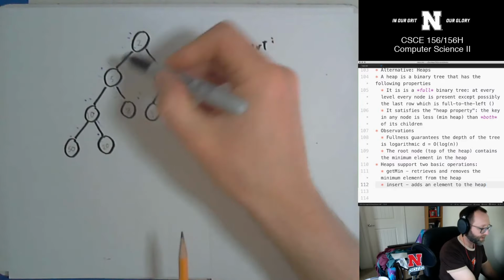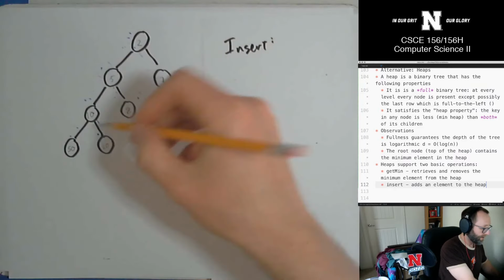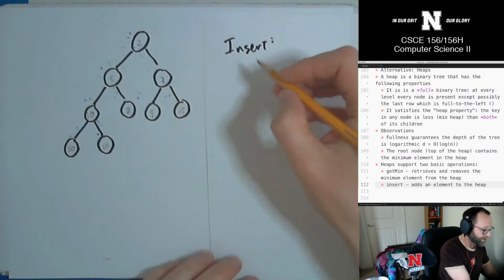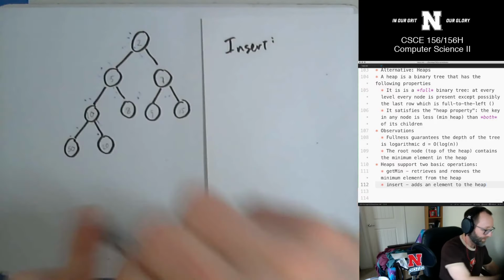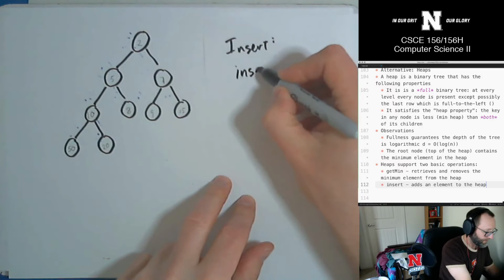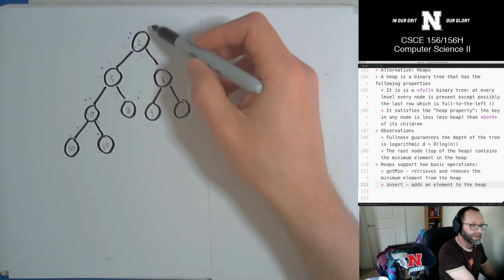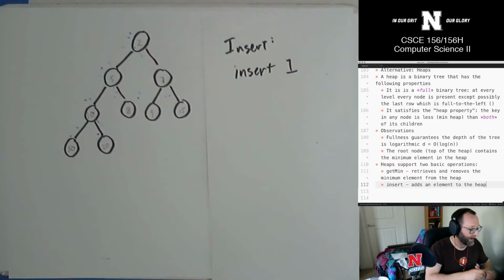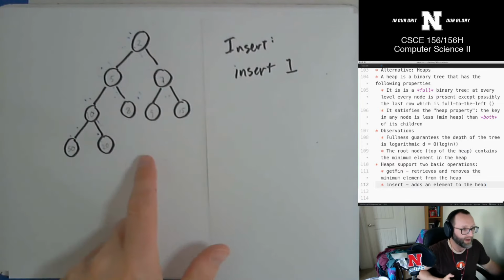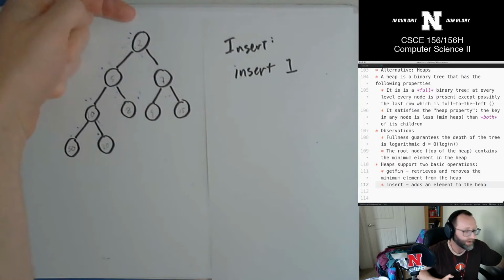But otherwise it's 2, 5, 7, 10, 8. Let's go ahead and insert. Yeah, let's insert 100. Let's insert 1. Right? So where does it need to be? It needs to be up here because 1 is less than everything else in here. So 1 needs to be the new root.